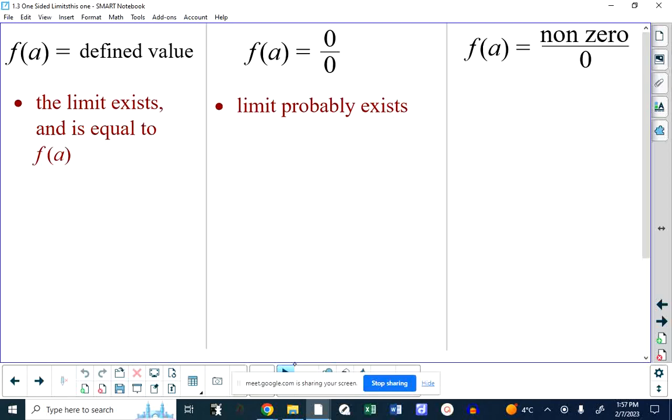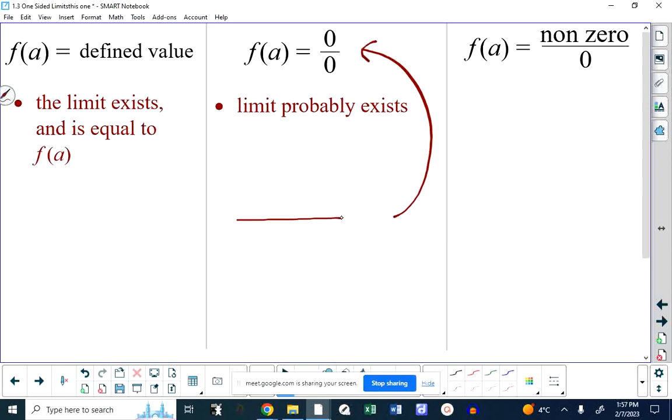I don't want to turn this into an algebra lesson from Math 30-1. But if you have a rational expression that ends up giving you 0 over 0 when you put x equals a in, the only way you can get 0 in the denominator if you put x equals a in is if there's a factor of x minus a somewhere in the denominator. It may be buried deep inside of the denominator. It might not be obvious.